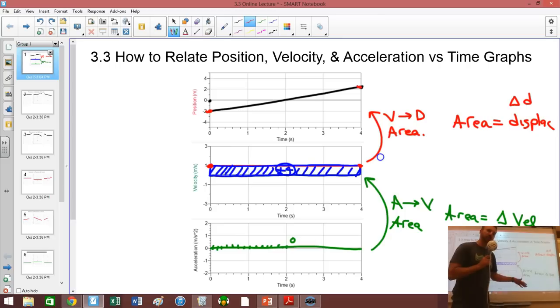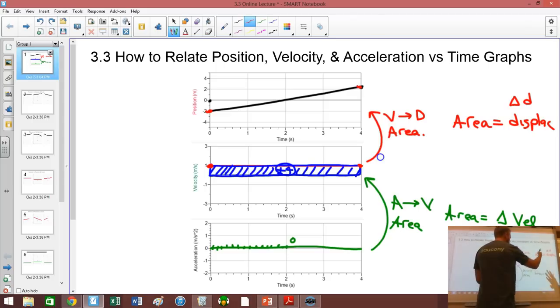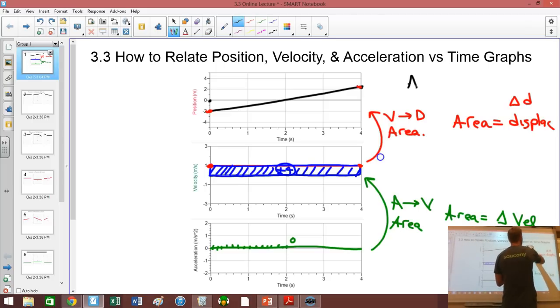So the areas underneath the graphs, when you're going from acceleration to velocity, or if you're going from velocity to displacement, the area underneath them tells you the change in that graph. Okay? That's a big one. The area equals the change. That's important.